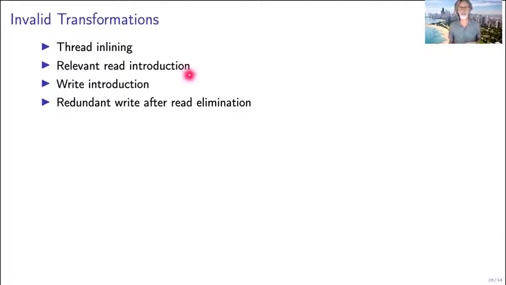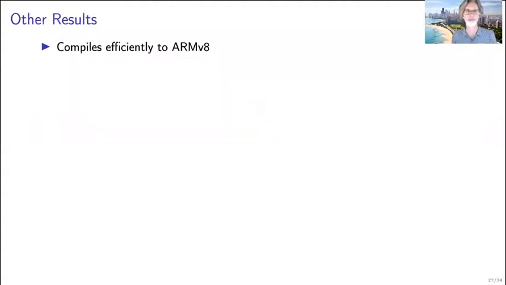Likewise, introducing a irrelevant read. So if you read something twice, you might see different values instead of reading it once. Introducing writes is never sound in a model like this. And redundant write after read elimination is also unsound. So these are some unsound things.